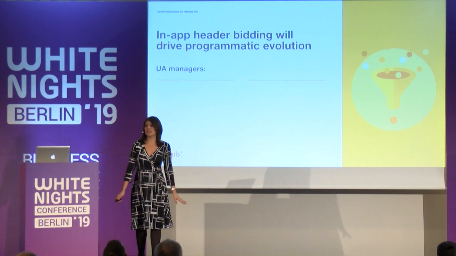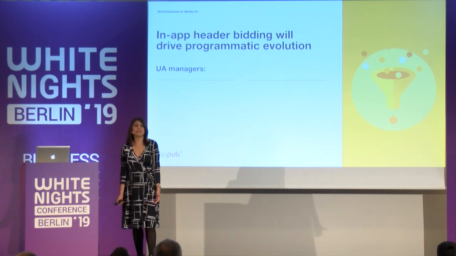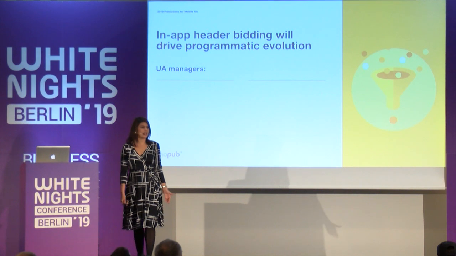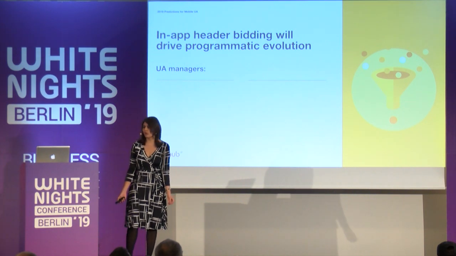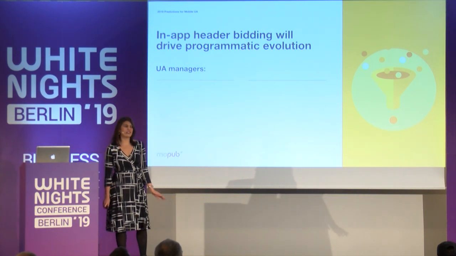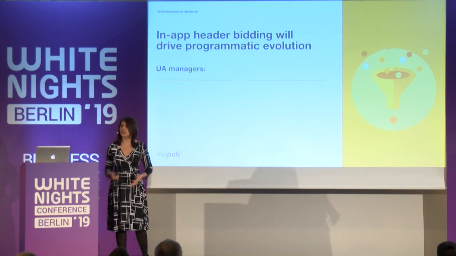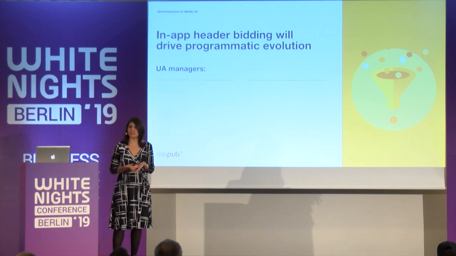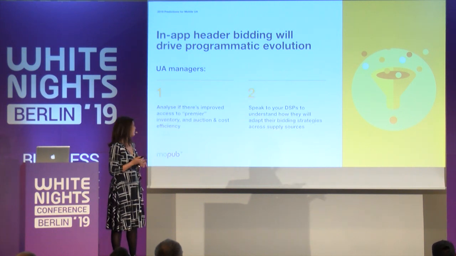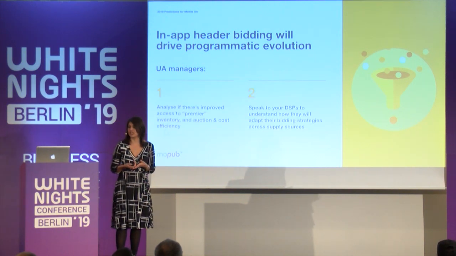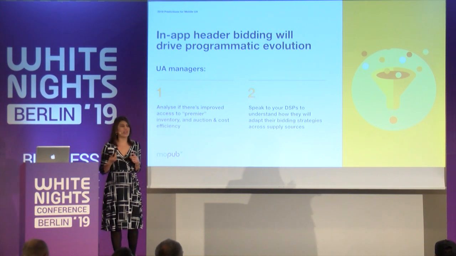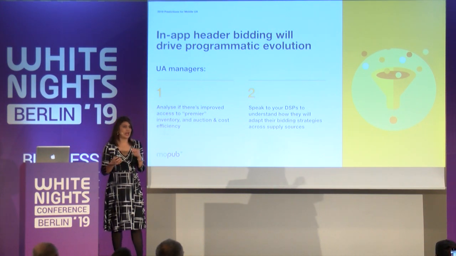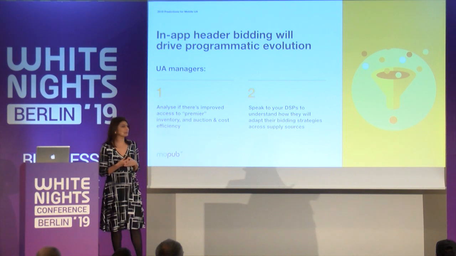So what does this all mean for you as a UA manager? Well, the market is changing, the way you buy is changing, but we're not there yet. But as a UA manager, it's important to start checking if anything's changing. Are you getting access to premium inventory? Is there more auction efficiency? At the same time, you need to start speaking to your DSPs. Understand how their bidding strategies are going to evolve based on advanced bidding.